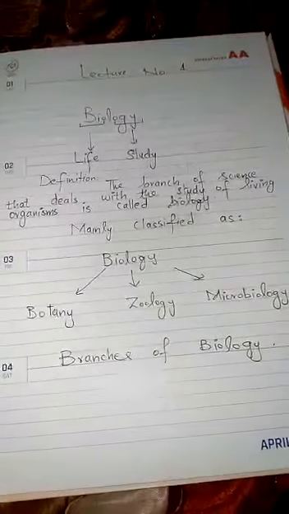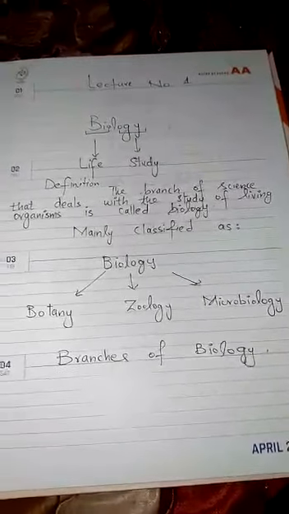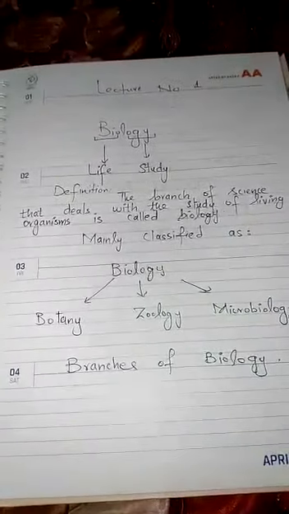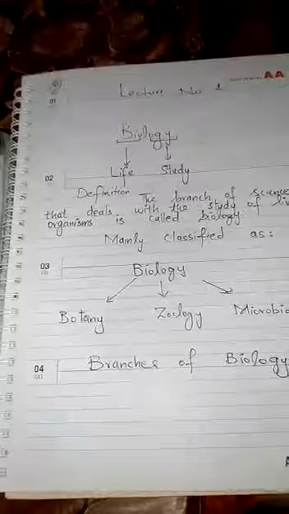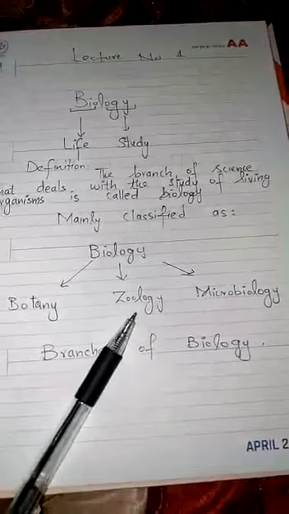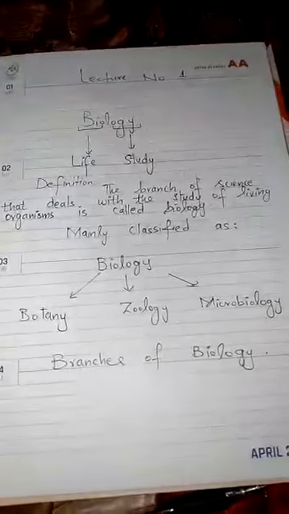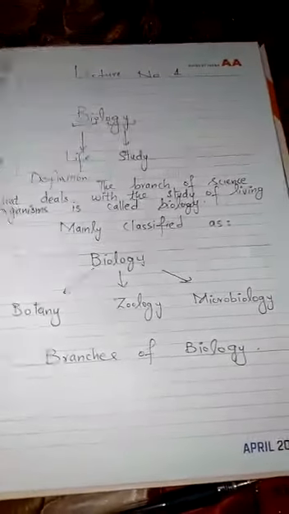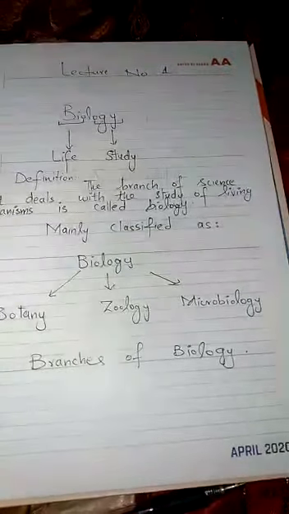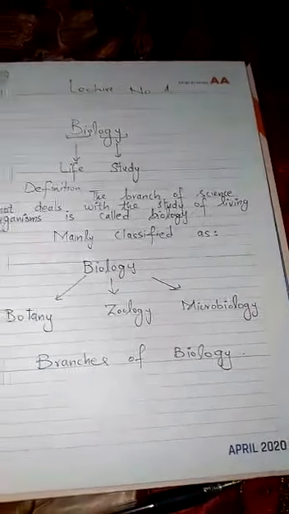This biology is mainly classified into 3 classes. First one is botany, second one is zoology, and the third one is microbiology. Now, what is botany? All the plants, they are studied under the heading of this botany. Now, all the animals, they are studied in zoology. And what is microbiology? Micro means small and biology means to study. So, all the living organisms that could not be seen with the naked eye, they are studied under the heading of microbiology.